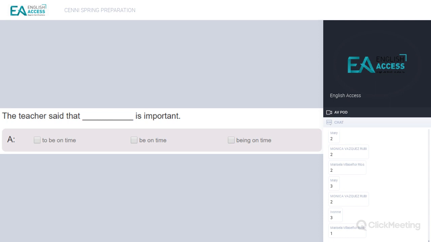The correct answer, ladies, yes, being on time. When you use this structure, you use the verb as a subject, and in this case, you use the verb with ing, not with to, not in simple form. After said that, you use it in ing. Okay?